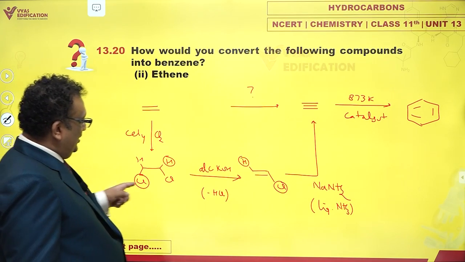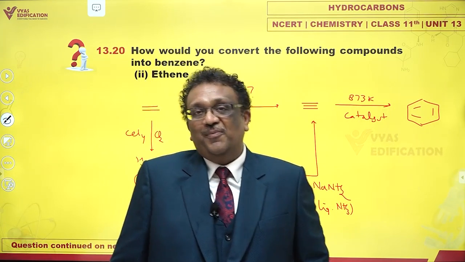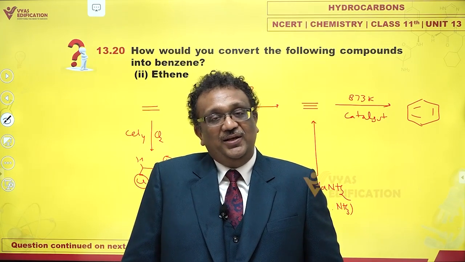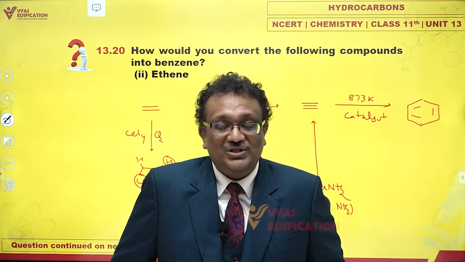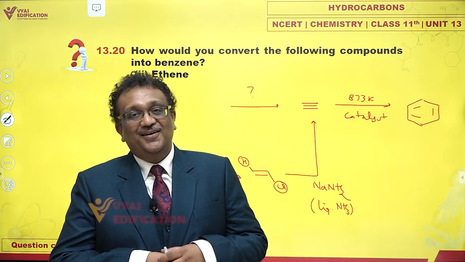Wow. So 1, 2, 3 steps, yes. And then this acetylene on trimerization can give you benzene. Wow, there are 4 steps. Yes, there are 4 steps, but this is how you can very happily get benzene.